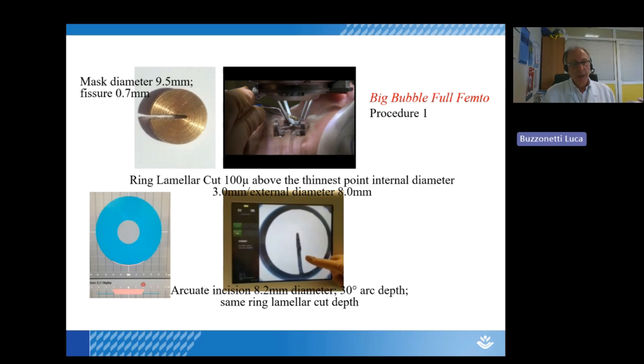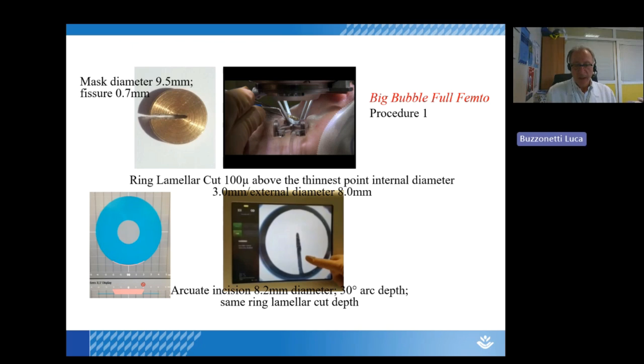We applied a metal mask of 9.5 millimeter diameter with a fissure of 0.7 millimeter, corresponding to the width of the canal for injection in the cone for docking. Then the laser performed a ring lamellar cut 100 microns above the thinnest point with an internal diameter of 3 millimeter and an external diameter of 8 millimeter.